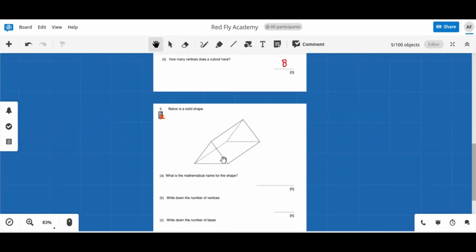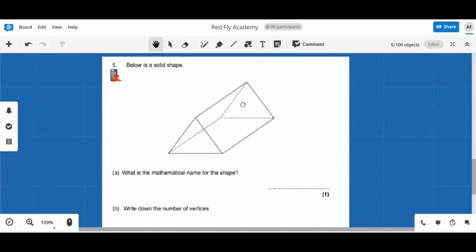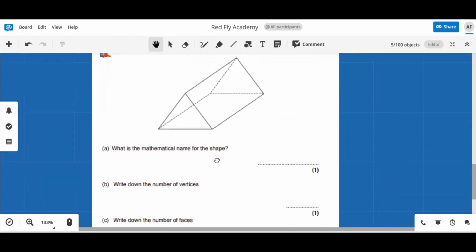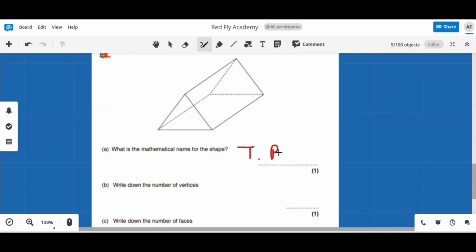Let me do one more question. Okay, below is a solid shape. What is the mathematical name for the shape? Okay, we can say that it's a triangle shape, but it's a 3D triangle shape. And the 3D triangle shape is called a triangular prism. It's called a triangular prism.